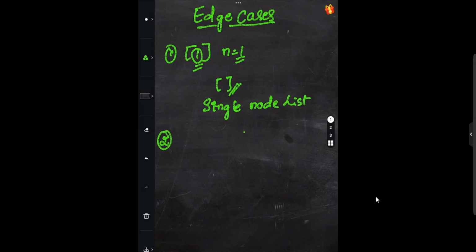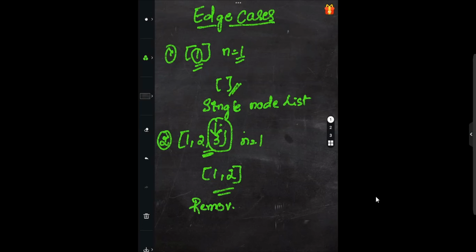Let's move on with the second edge case, removing the last node. Let me consider the input 1 2 3; you can consider anything. The output will be 1, 2. N is 1 and we have 3 elements. We are removing the last element, 3 here, so the output will be 1, 2. This is for the condition of removing the last node, right? Hope this is clear.